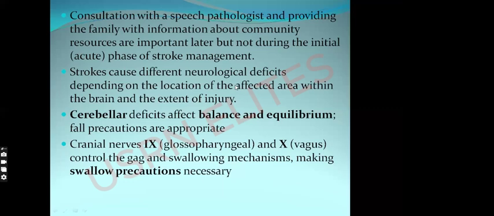Strokes cause different neurologic deficits depending on the location of the affected area within the brain and the extent of injury. We've said this already. We know the various parts of the brain. We have the cerebellum, we have the cerebrum, the brainstem, and the rest.